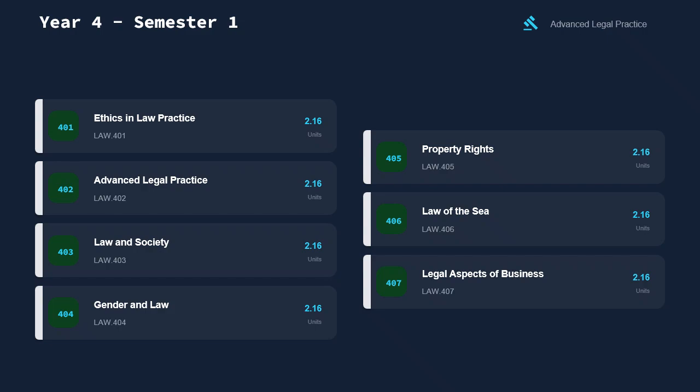Practical application: lawyers collaborate with movements, providing legal expertise while respecting grassroots leadership. Students practice developing movement-aligned legal strategies. They learn to balance legal tactics with broader social goals.